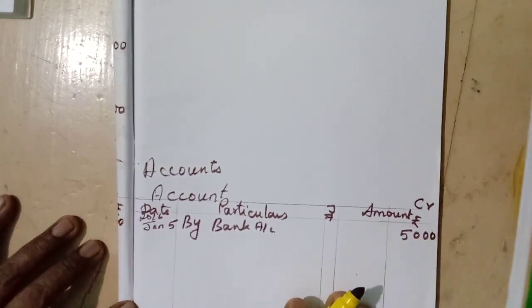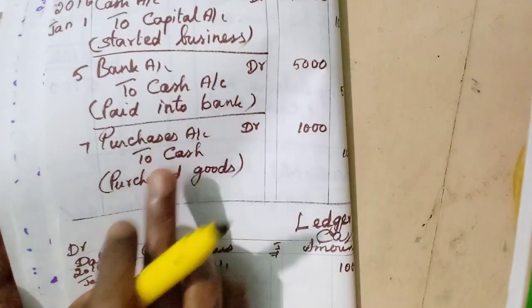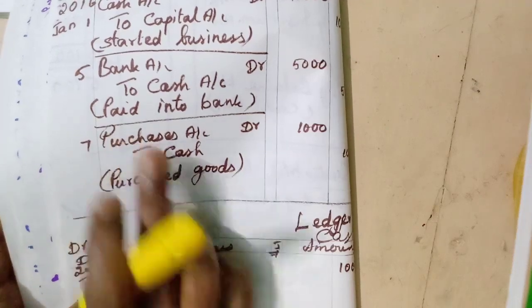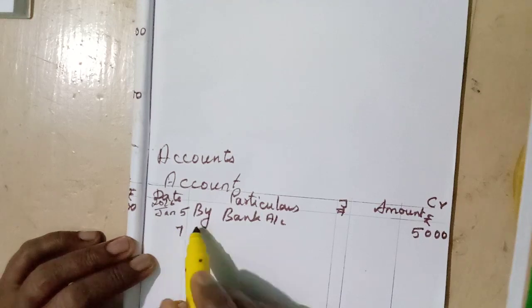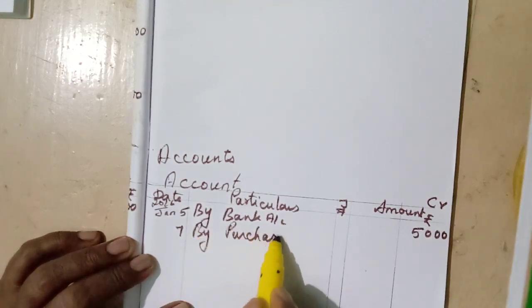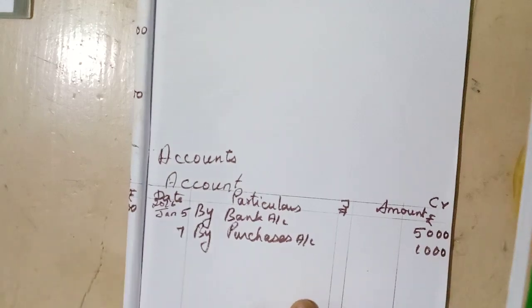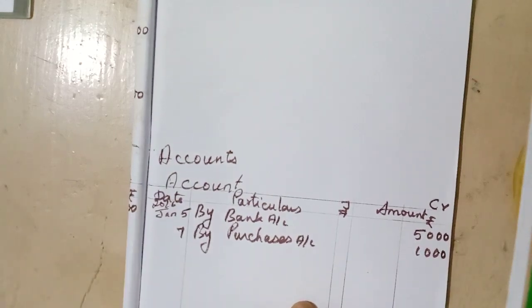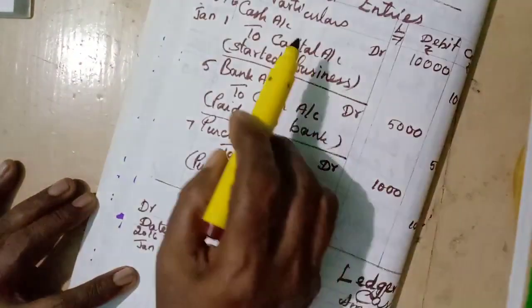Then the third entry, purchases account debtor to cash, isn't it? Again cash is credited. So 7, by purchases account, only the date, by purchases account, 1,000. We have written. If they ask to balance, then we can balance. Here they have not asked to balance. So the cash account we have prepared.